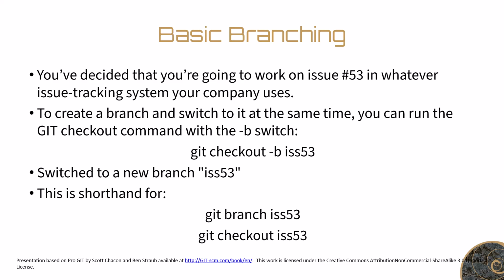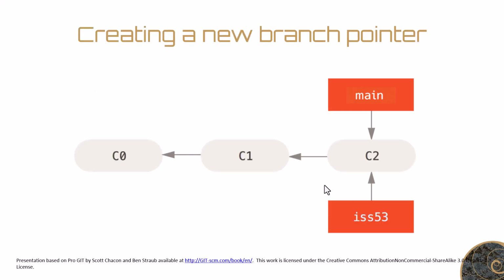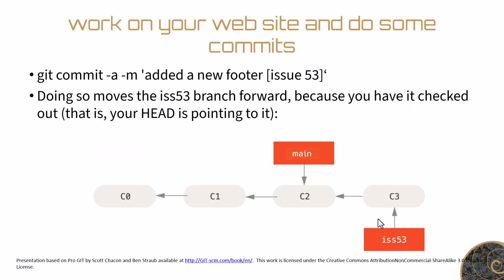So you've decided you're going to work on issue 53, and to create that branch and switch to it, you can run this command, git checkout -b, and this will both create the branch and then check it out. So this is a convenient way of doing this, so you don't have to run two commands. This is the same thing as saying git branch ISS 53 and then git checkout ISS 53. What that does is it makes the branch, and it actually will point the head at ISS 53.